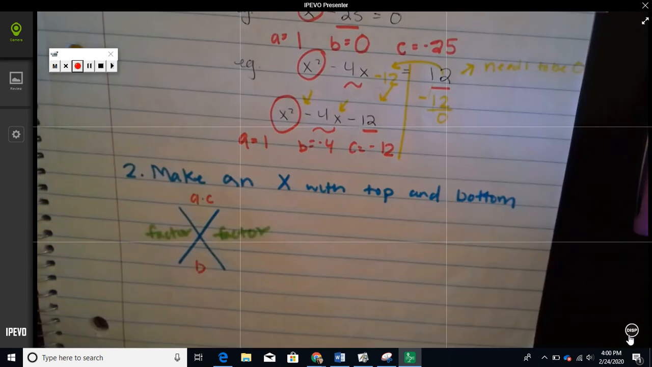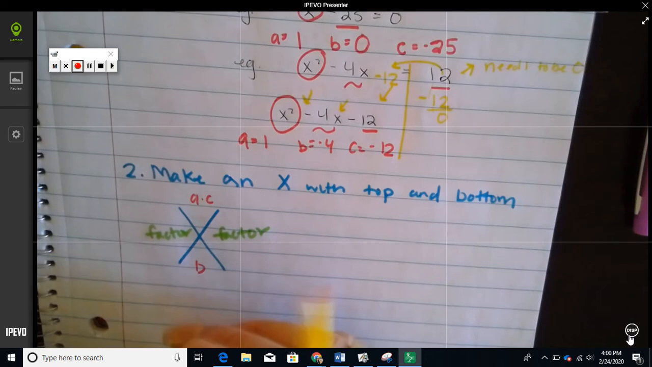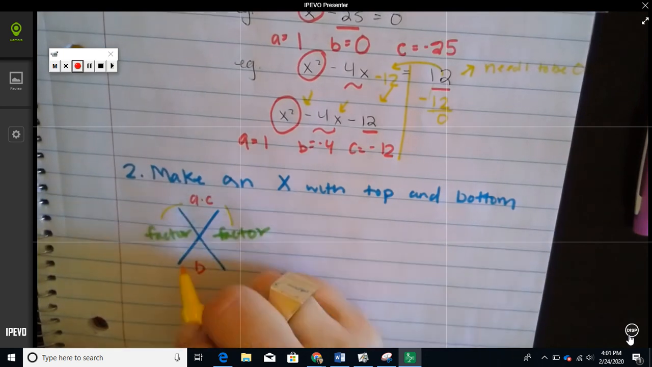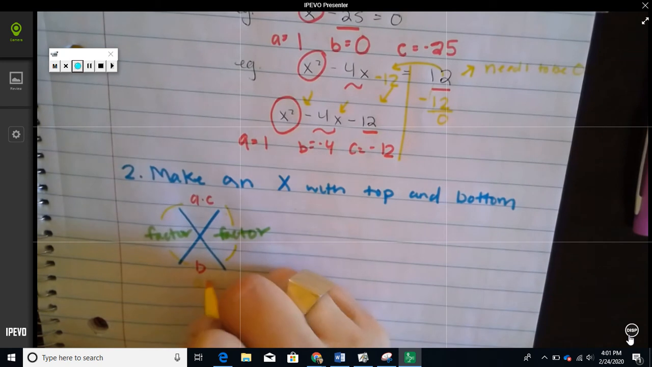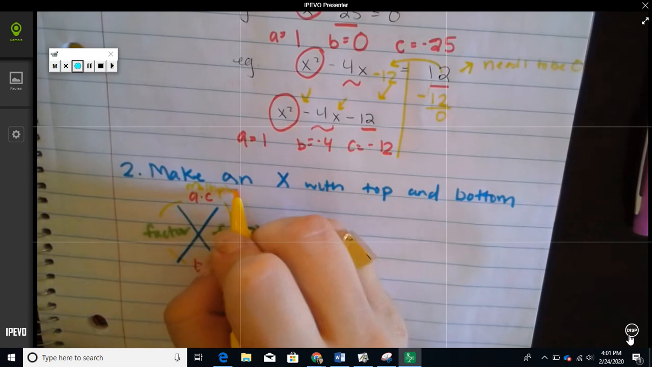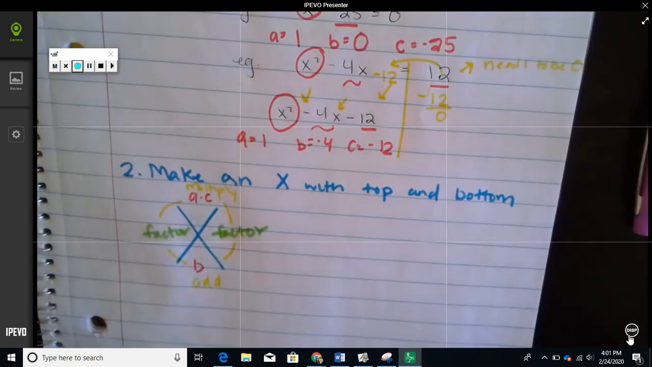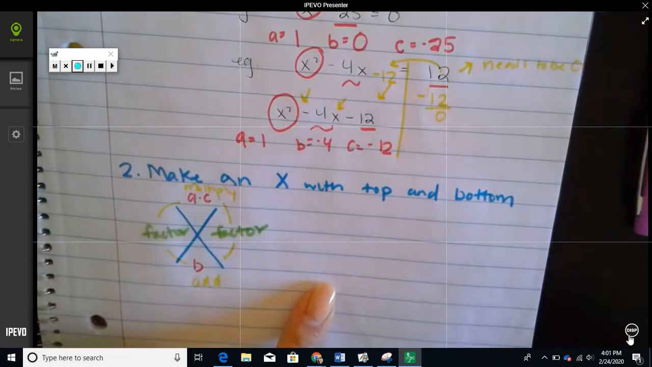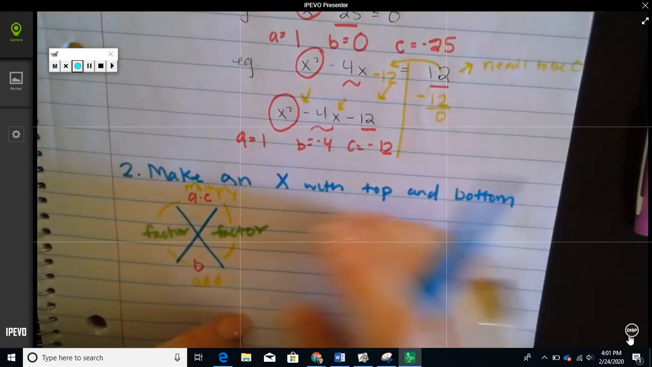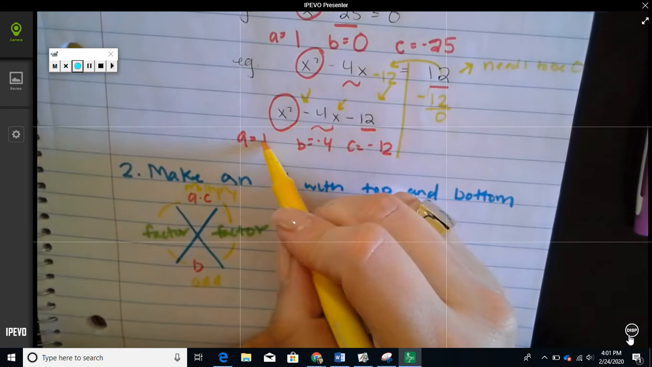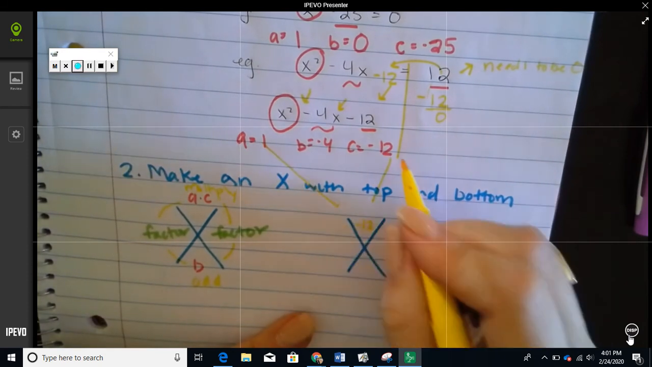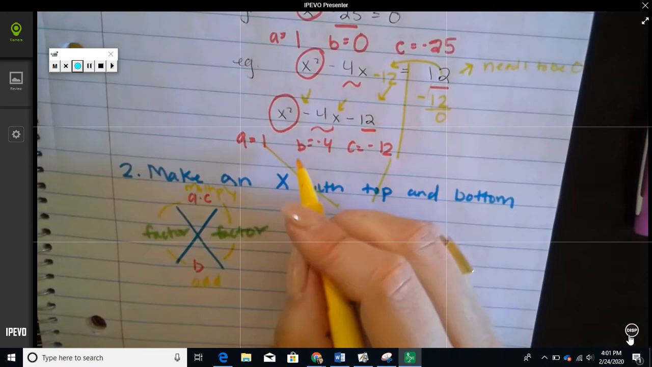Now, the reason it's called magic X is because these factors multiply to give you the top number, and they add to give you the bottom number. It's not actually magic, it's math, but we call it magic X. All right, so for this problem, I make an X. This X is used for every problem that you do in IXL. You multiply A times C, that equals negative 12. 1 times negative 12 is negative 12. The bottom number is B, which is negative 4.